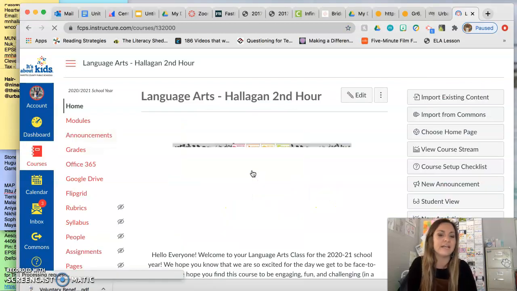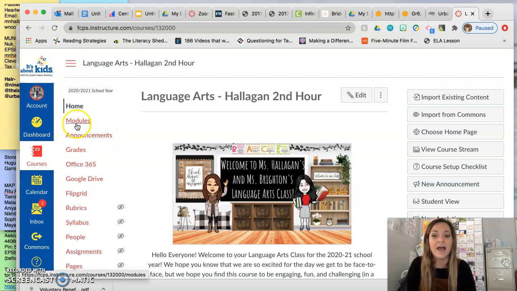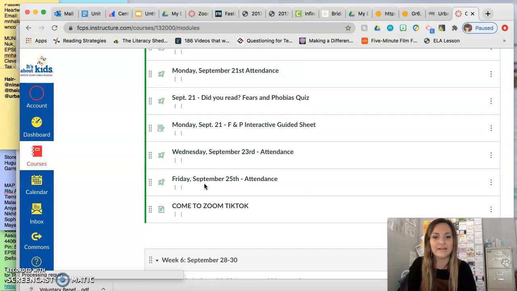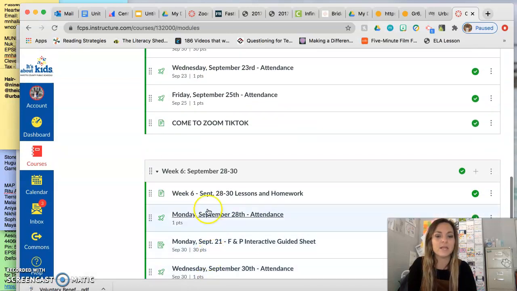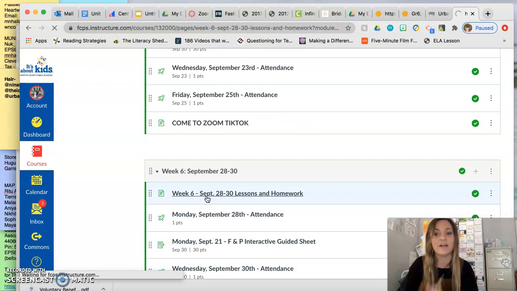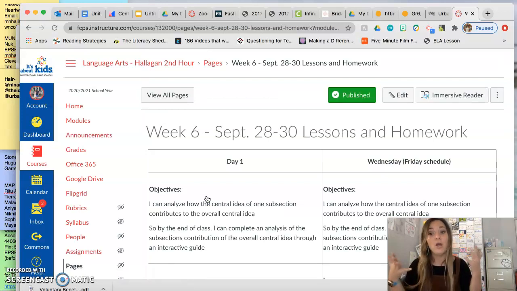So, if I log in to this second hour language arts Zoom, I know that I have to go to my modules, and I go all the way down to week 6. If I go to the lessons and homework for the week, I know exactly what I'm going to be doing. Just so you know, there's only going to be day one and then our Friday schedule on Wednesday because fall break is the end of this week.